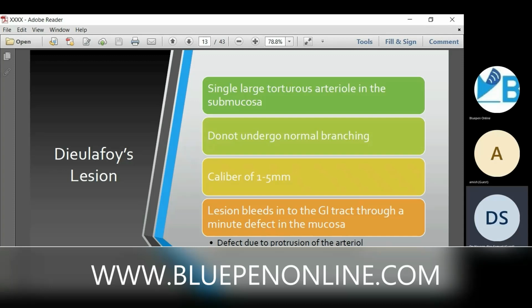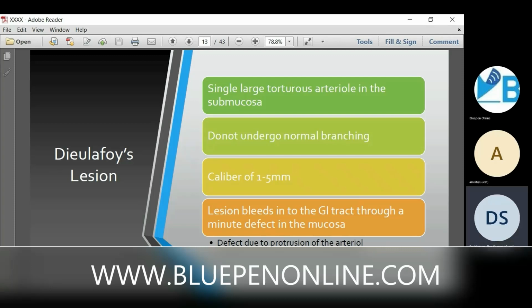What is Dieulafoy's lesion? It's a single large tortuous arteriole in the submucosa. That is, the arteriole is dilated and it's like a varicose. Have you seen a varicose vein? Same way, this arteriole is dilated in the submucosal region of the esophagus. There are no branches for this arteriole. Its caliber, meaning its width or diameter, is about 1 to 5 mm.